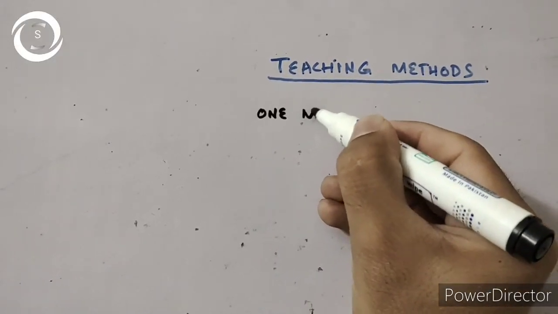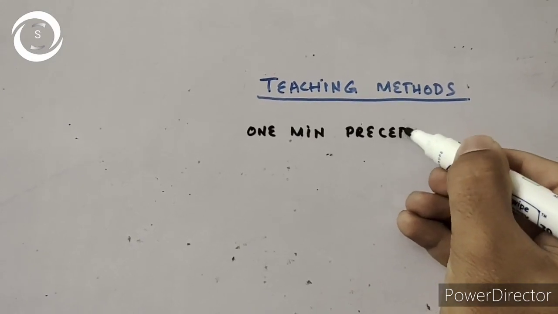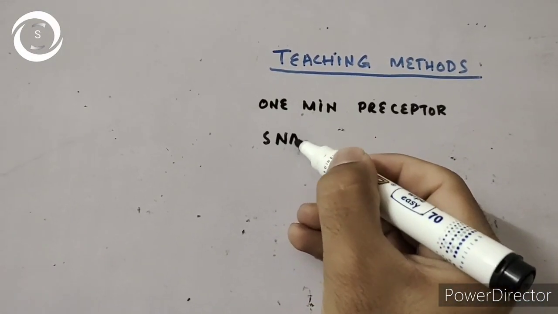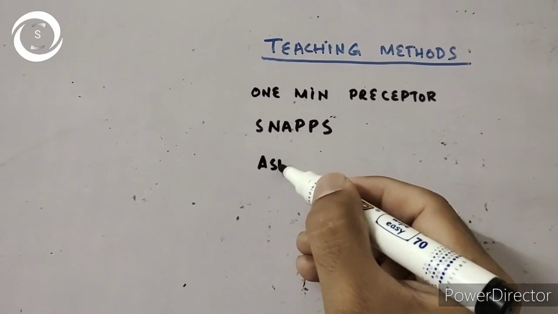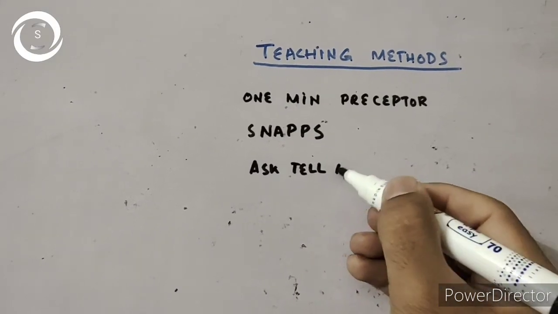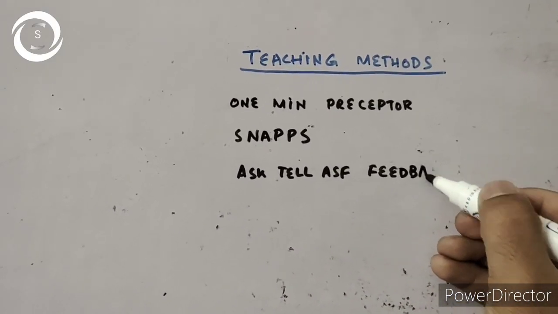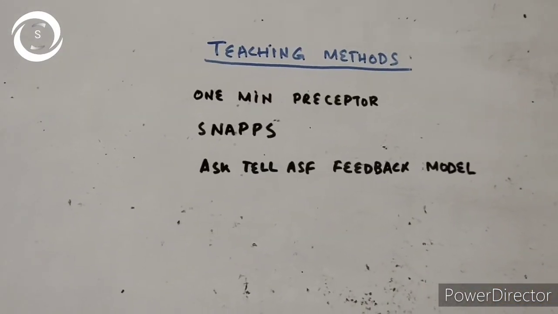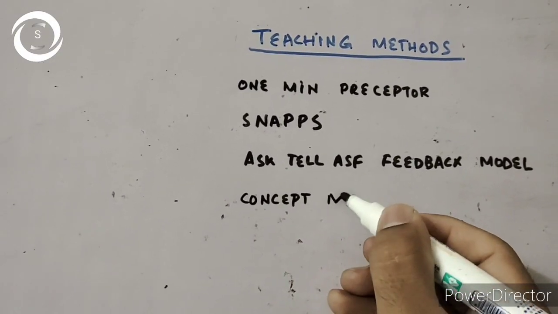So in exams we are asked to name the clinical teaching methods and describe one in detail with an example. The teaching methods are One Minute Preceptor, SNAPPS, Ask-Tell-Ask feedback model, and concept map. First, let us discuss the One Minute Preceptor, where you have a time constraint, a teaching constraint.